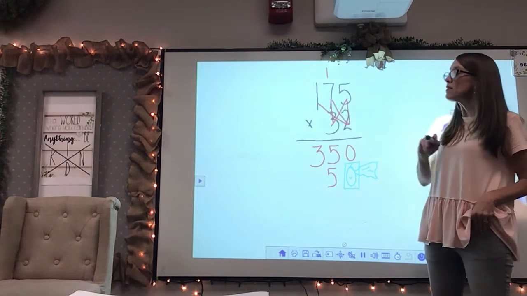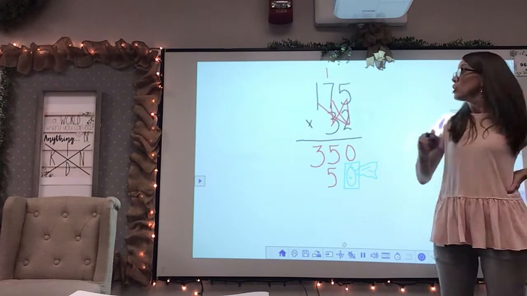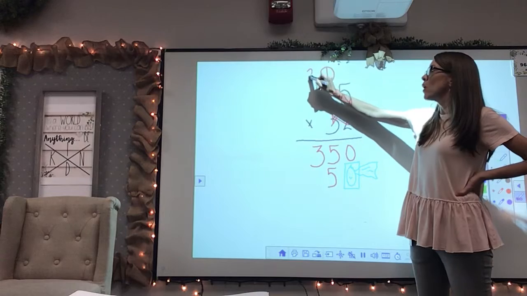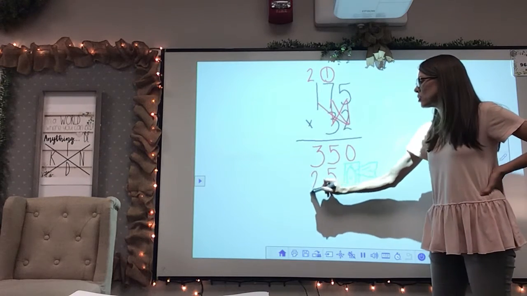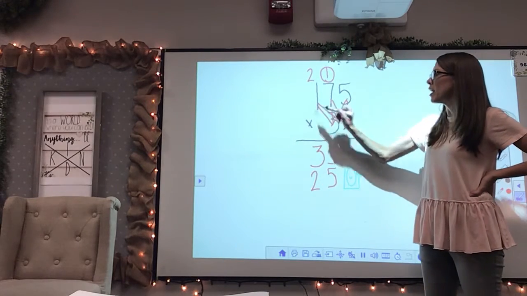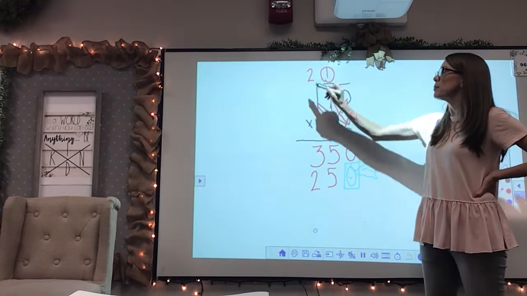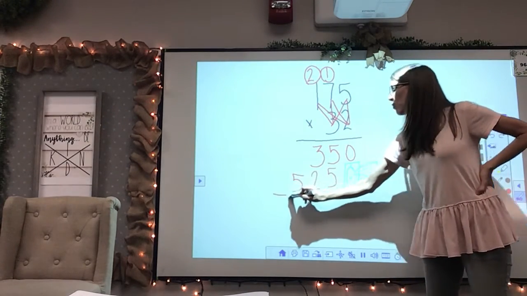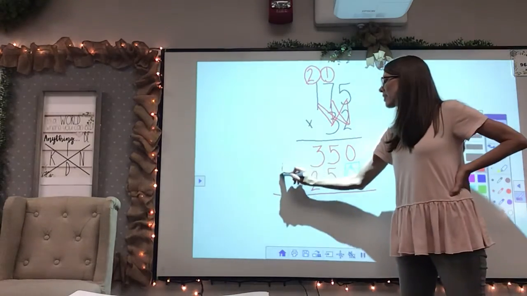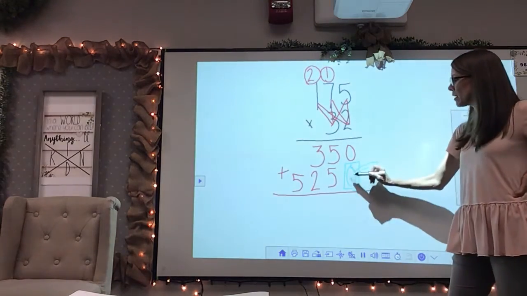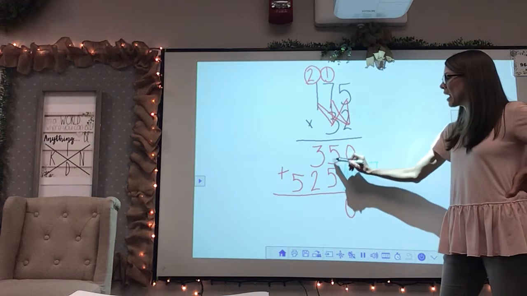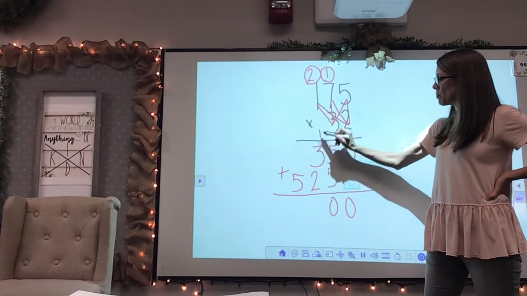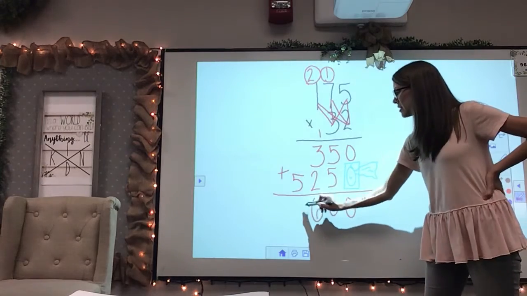3 times 7 is 21 plus what I've carried is 22. 3 times 1 is 3 plus 2 more, 5. Now, what do I do with these? Add them together. 0 plus 0 is 0. 5 plus 5 is 10. 2 plus 3 plus 1, 6.